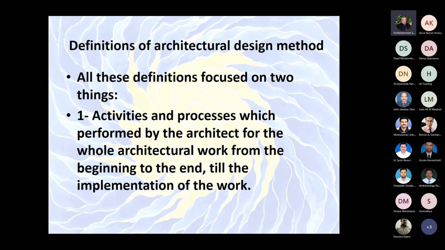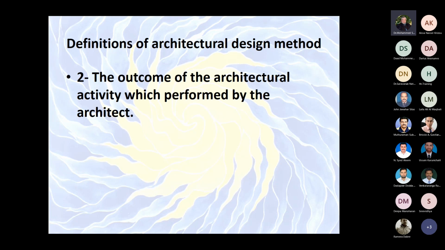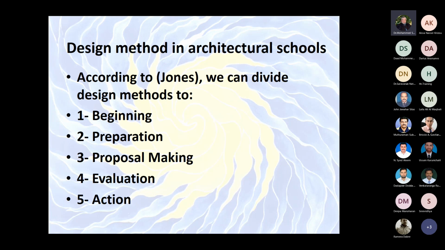First, the activities and processes performed by the architect for the whole architectural work from the beginning to the end, till the implementation of the work. This is the first point. And the second point, the outcomes of the architectural activity performed by the architect. So design methods in architectural schools. Now we are discussing what design method they use in architectural schools.